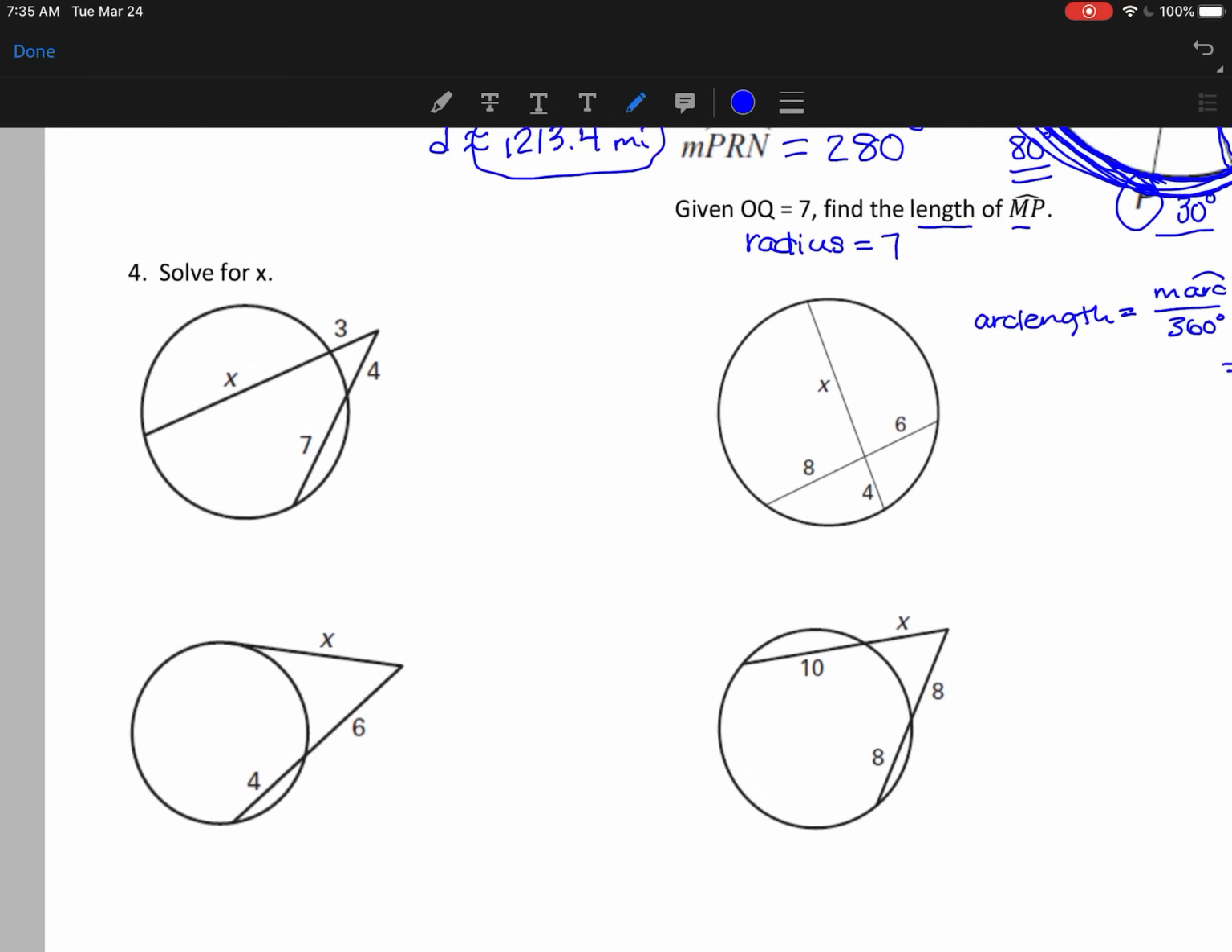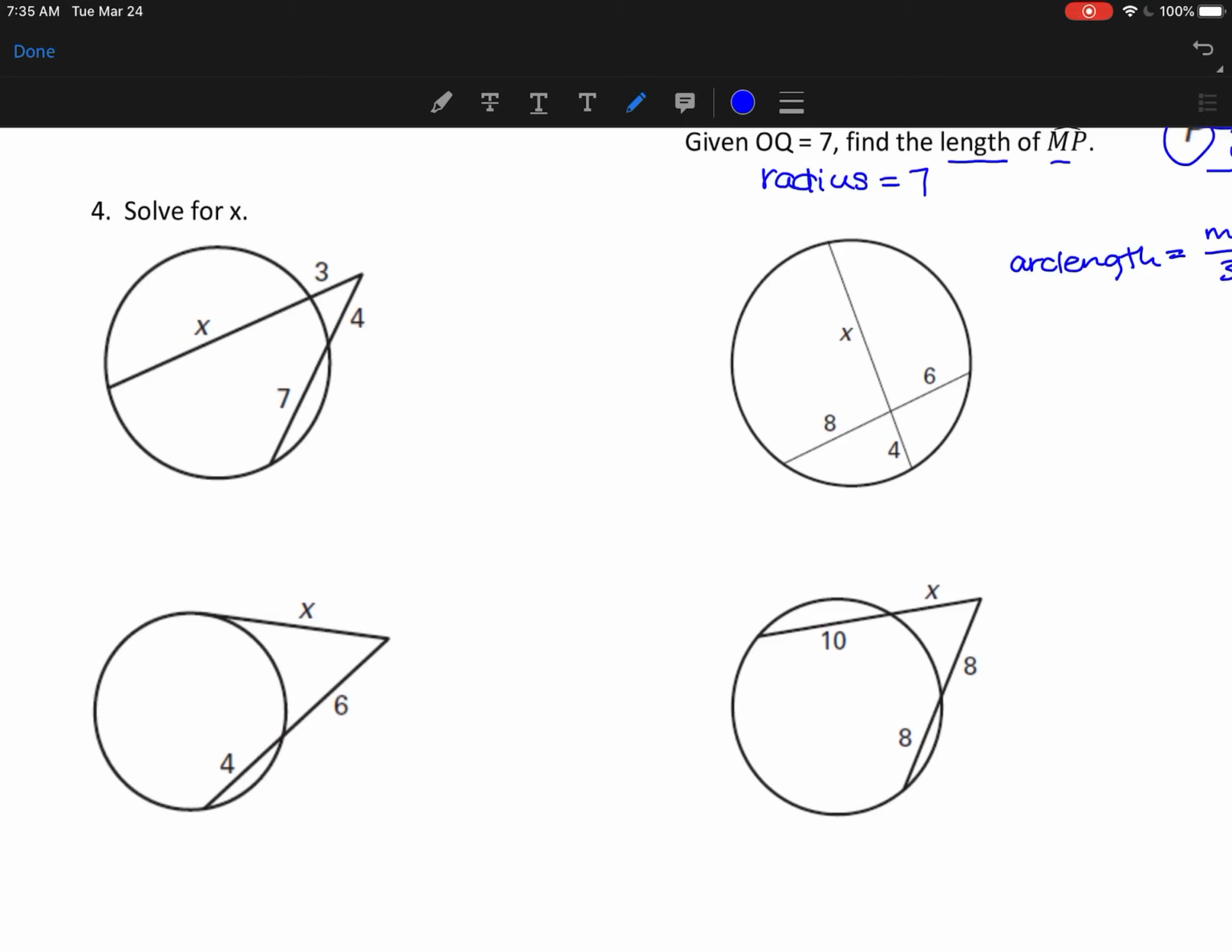All right, onto these nice algebra ones. This one is 2 secant lines. Don't let it throw you if they have the entire secant line drawn. So do you remember the formula here? It's outside times whole equals outside times whole.